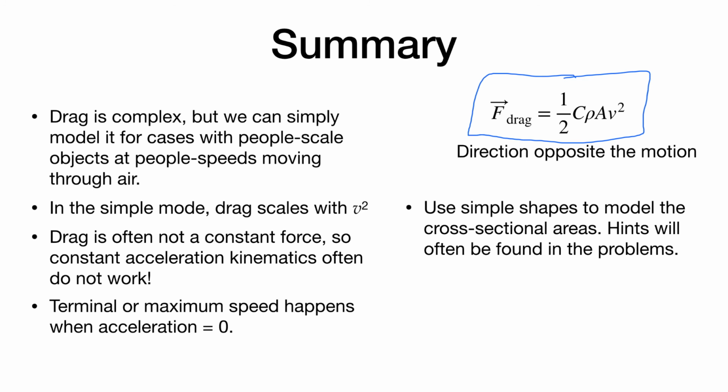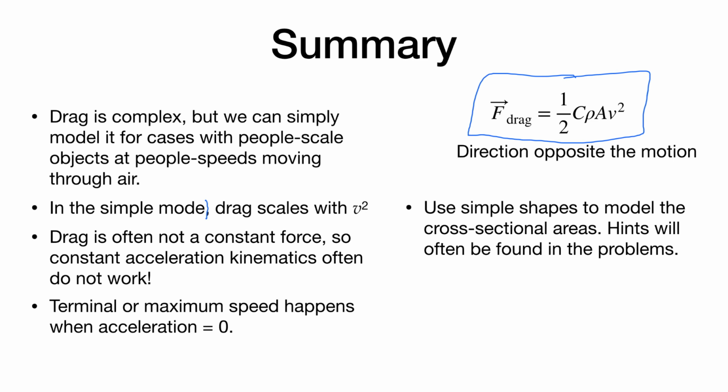In this simple model, the drag force scales with speed squared. The drag force is not a constant force, so we cannot use our constant acceleration kinematics unless we have two particular situations which result in what's known as either terminal or maximum speed. And those only happen when acceleration equals 0. If you have 0 acceleration, it means you're working in a constant velocity scenario, so kinematics end up not being very useful to begin with.